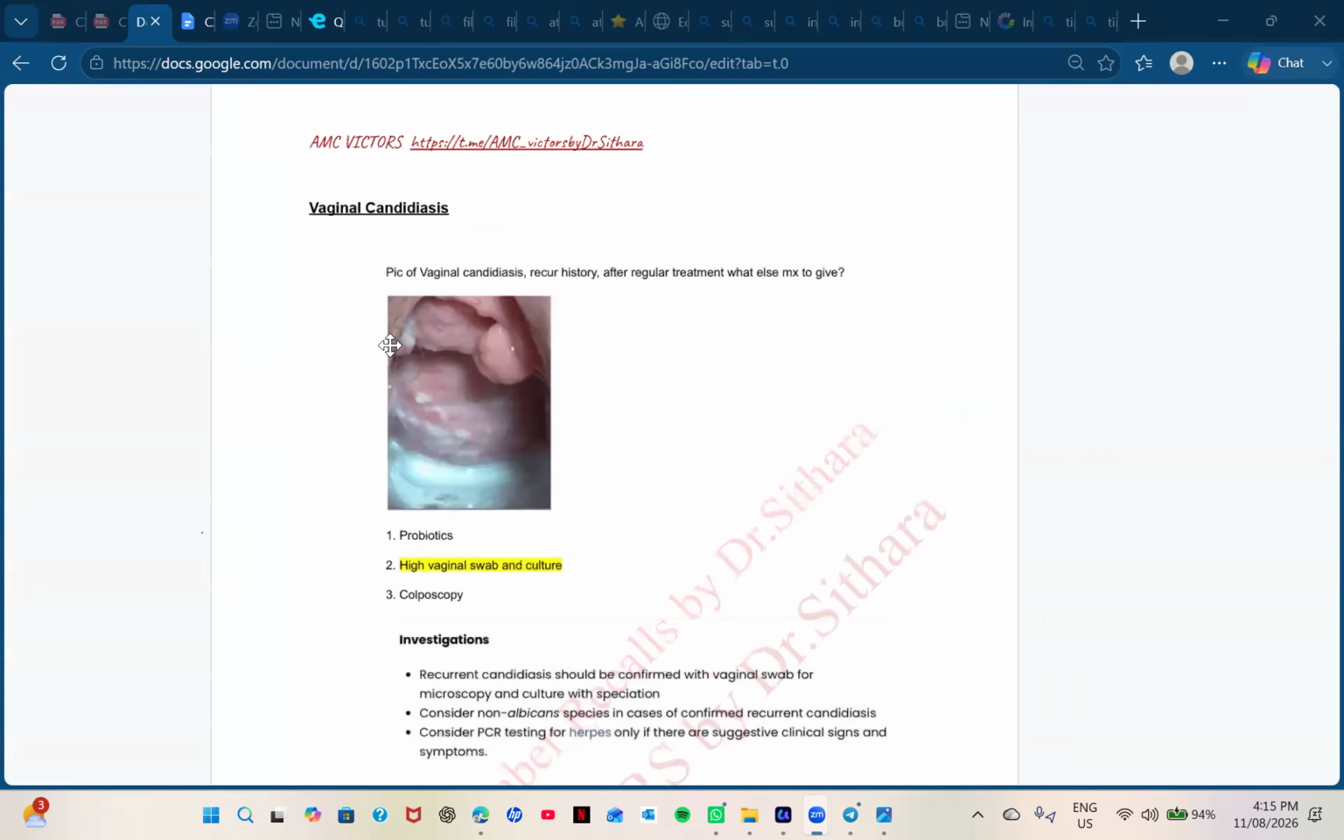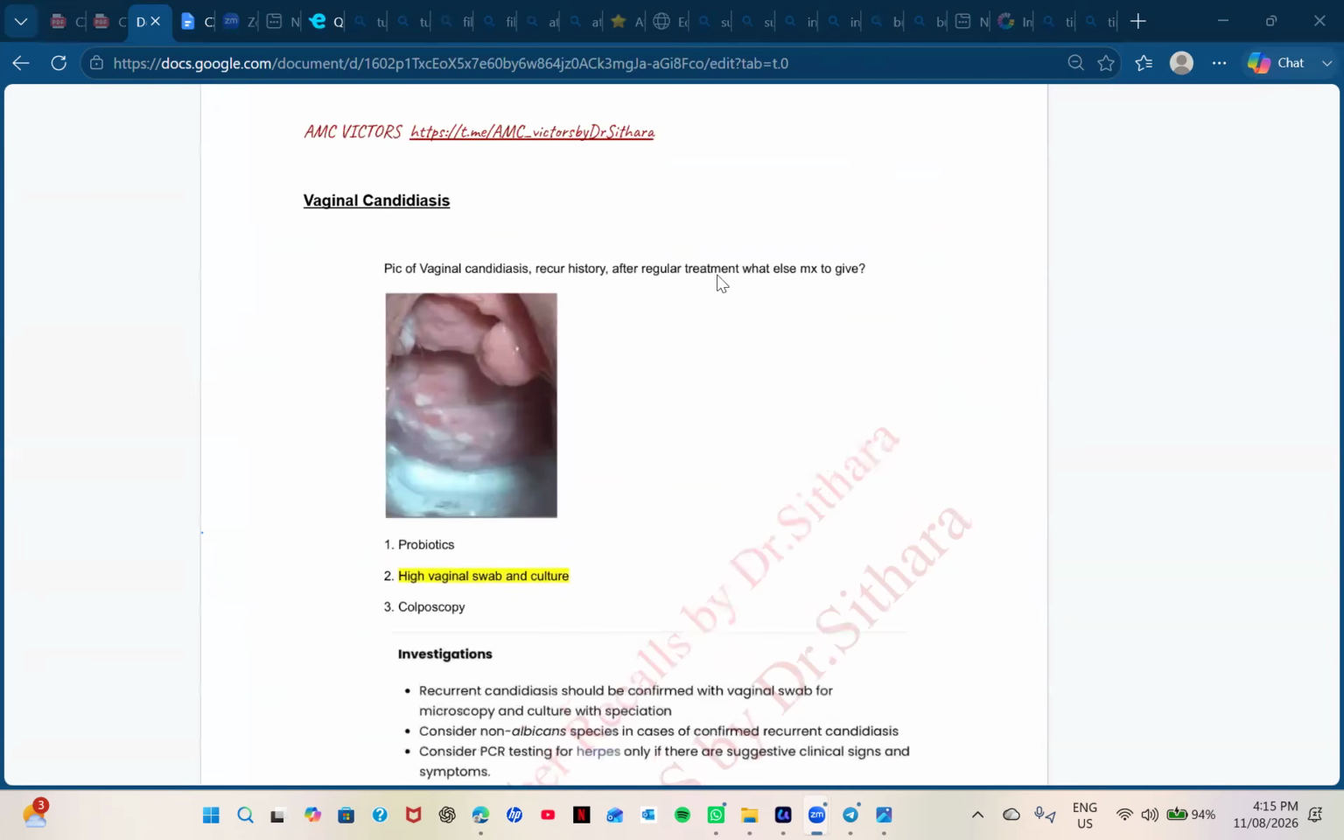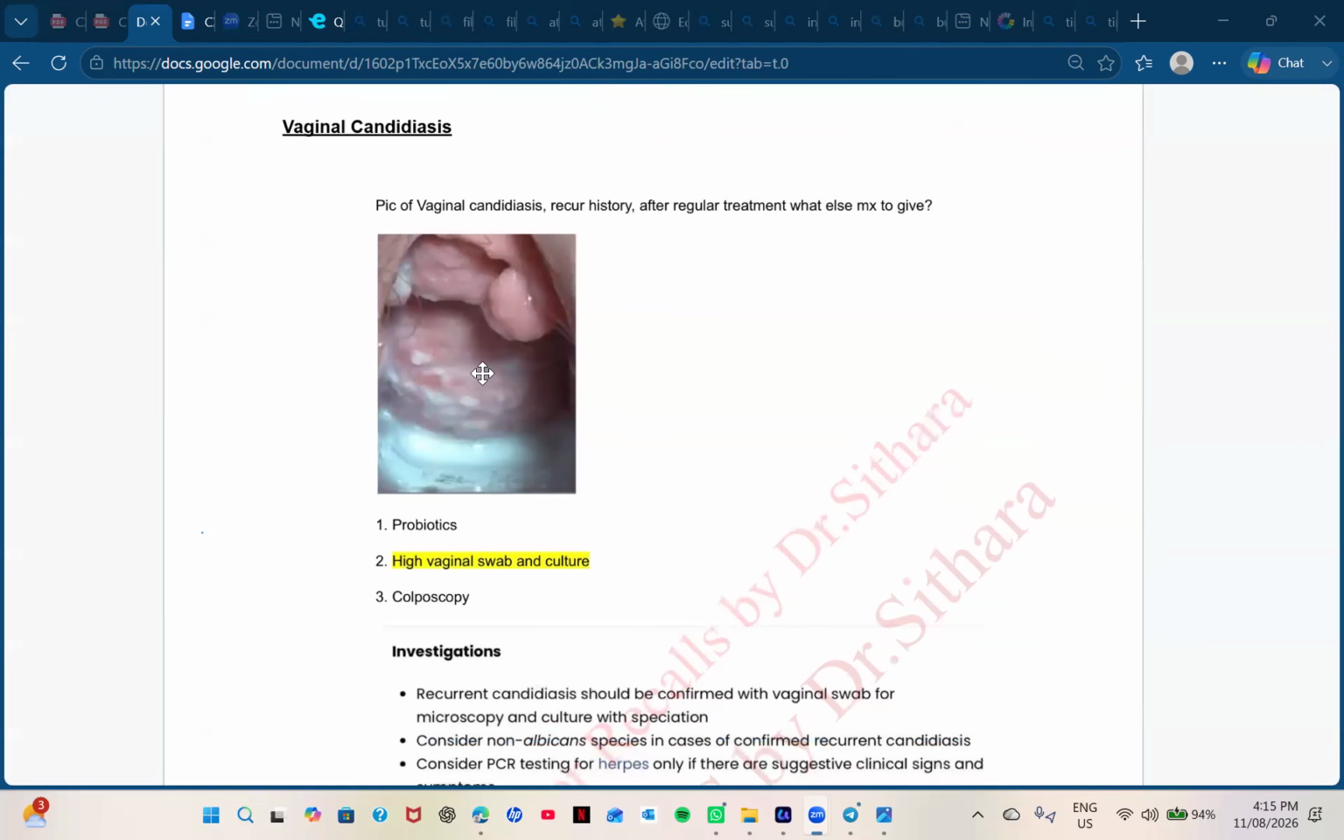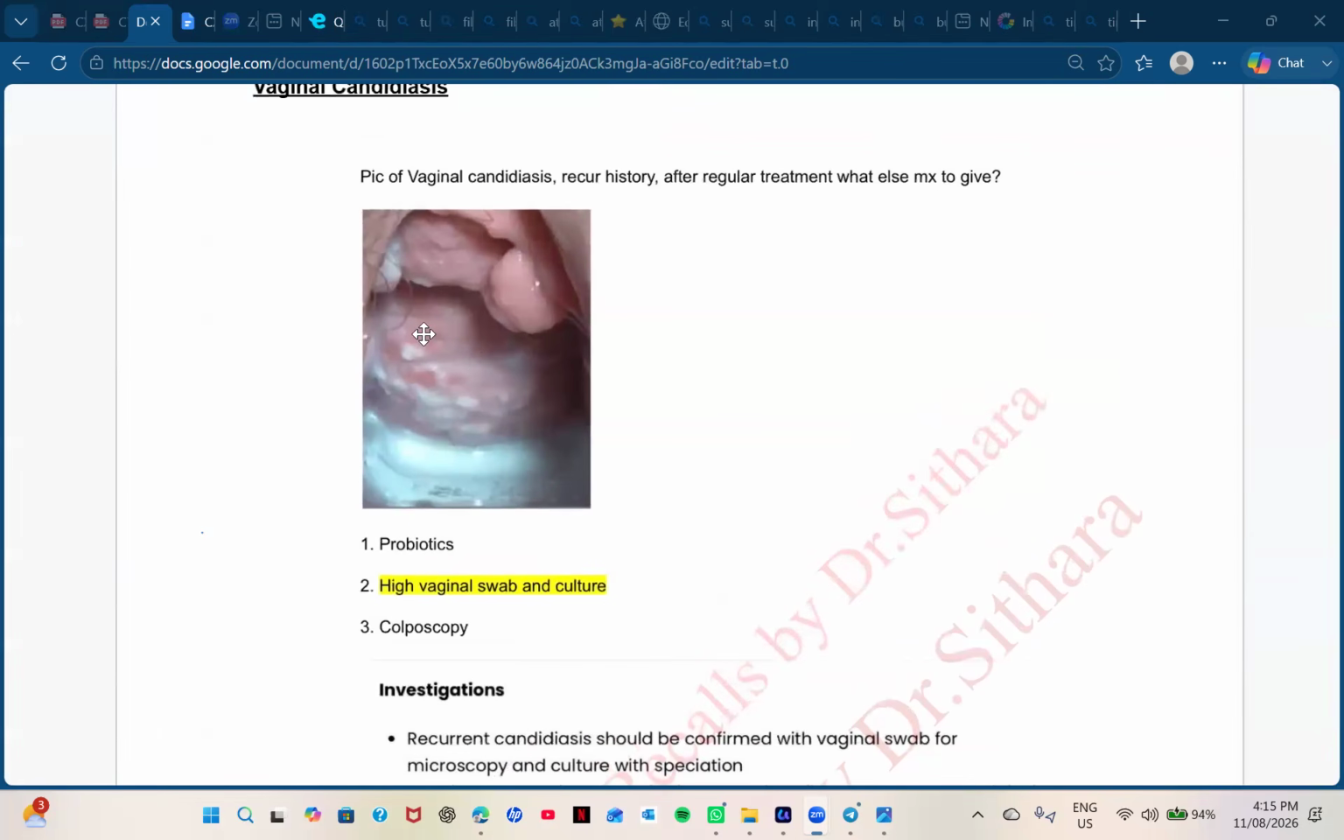Okay, vaginal candidiasis. This is the image they give in AMC, the picture in their question bank, the typical exam question bank. So keep this, because I personally got this exact picture. This is the vaginal candidiasis picture. You can see the cottage cheese appearance, right?